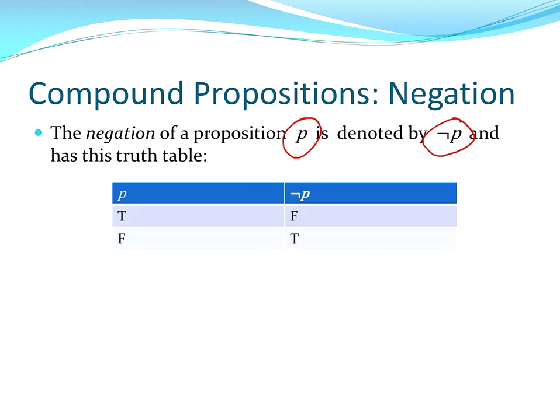In the truth table, we have the values of all possible atomic propositions, and then the values of the compound propositions that would follow. So if P has a truth value of true, then not P would have a truth value of false. If P has a truth value of false, then not P would have a truth value of true.